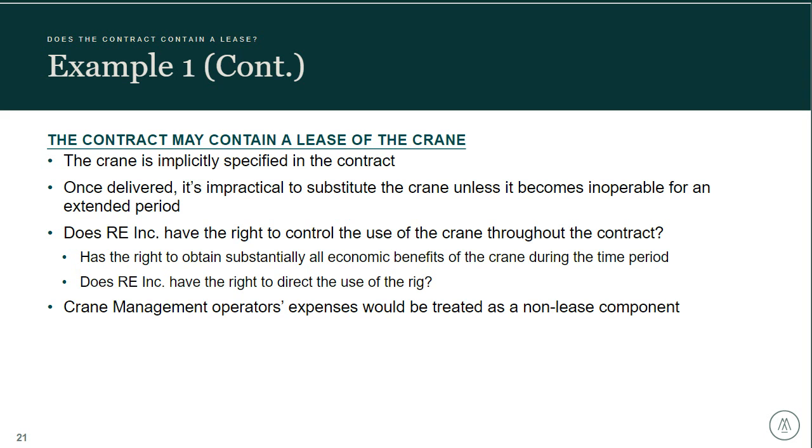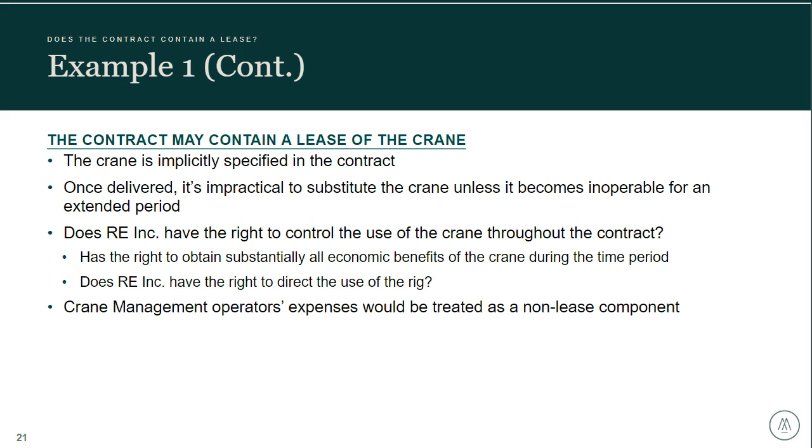And do they have the right to direct the use of the rig? Yeah, they're going to tell you which wind tower to go to, where it needs to be, and how it's going to be utilized. Though we have to note the operator's expense. So yes, we would agree that under the situation we just ran through, that would be a lease. And then the operator's expenses would be treated as a non-lease component. So this is where you bifurcate those out. You only account for the lease for the crane, and then those operating expenses would be paid as you would normally pay operating expenses.